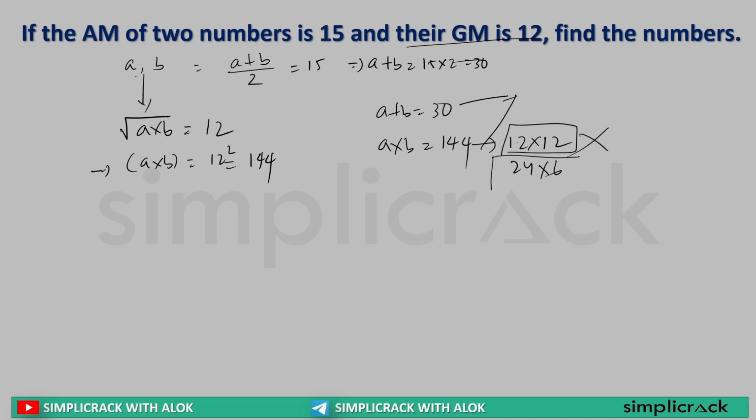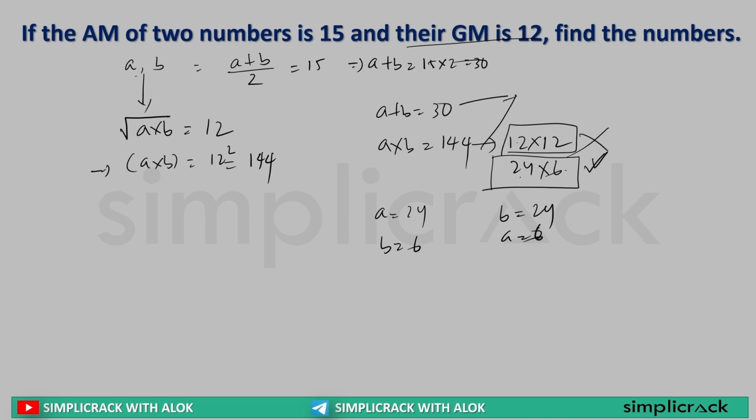Sir, we know 24 into 6 is another option, that is for A into B. That is, A is 24, B is 6. So A plus B is what? 24 plus 6, that is 30. So this is the actual A and B. So your A is 24, your B is 6. Or you can write my A is 6, B is 24.